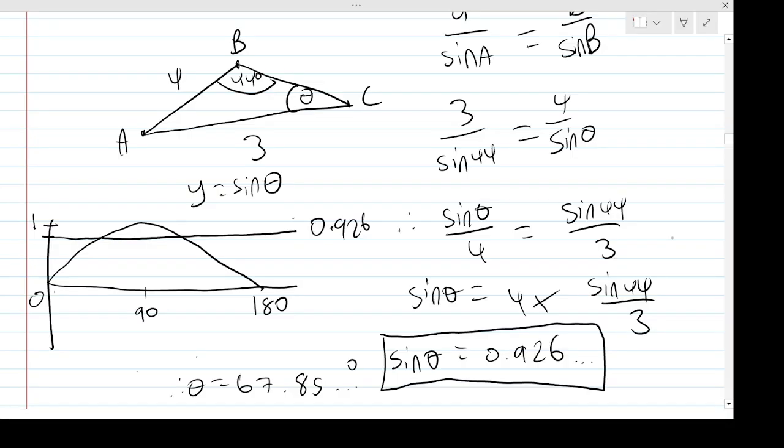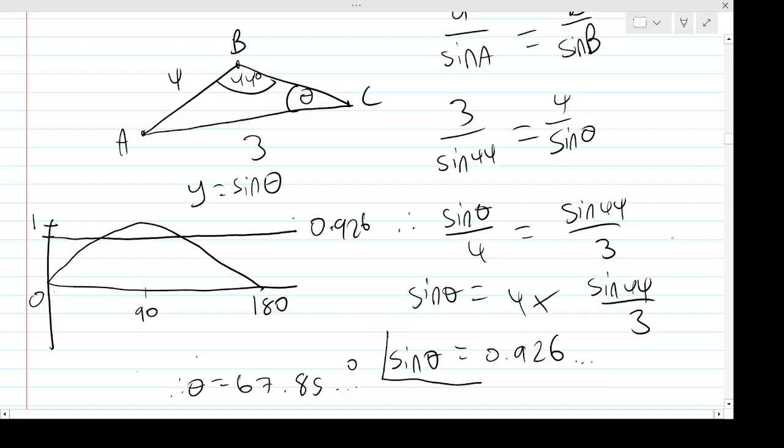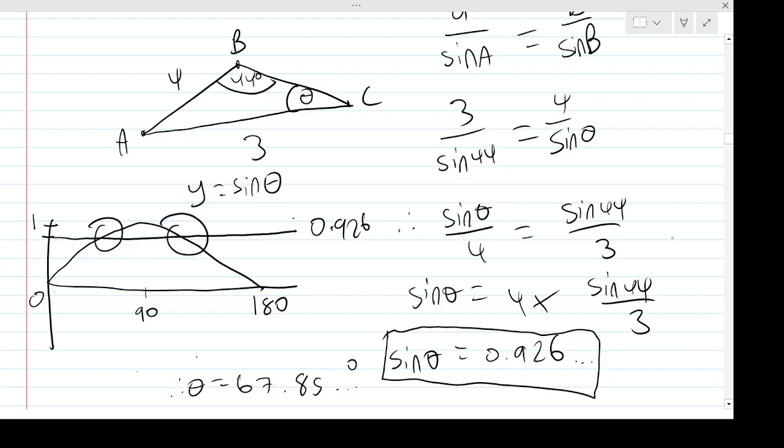What we're saying then, when we are solving sine theta is 0.926 for the angle theta, is basically, if we draw a line at 0.926, where are the intersection points with the sine curve? Well, we can spot the first one's there, but there's also another one there, which is interesting. So that implies there's actually two solutions to this, two different angles.